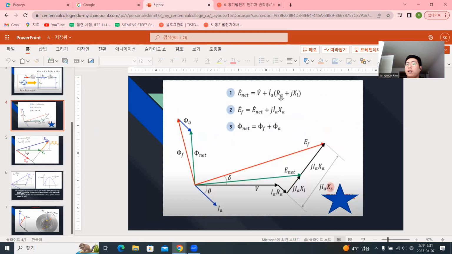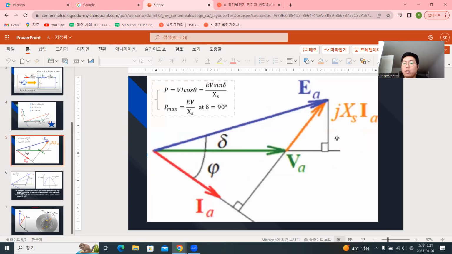The line resistance and leakage reactance are really small. Mostly, as I said, 99% is the armature reaction value, so sometimes we can neglect it. So this is the diagram, the equivalent circuit. We neglect, just ignore the R and JX.